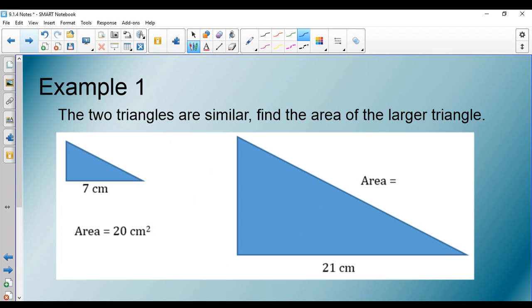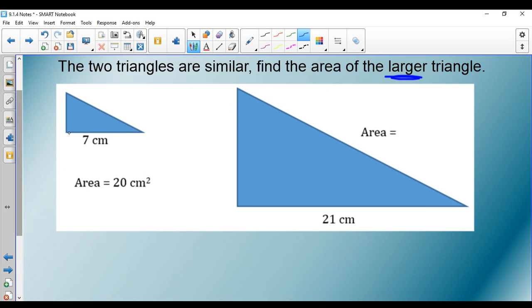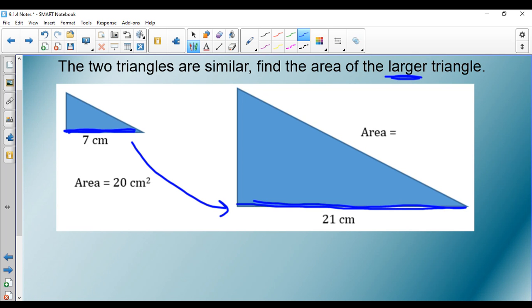Okay, so here in our first example, the two triangles are similar. That's always important, that we know we have similarity ratios. Find the area of the larger triangle. When we look at some of these dimensions, we can see the base of the first triangle is 7 and the base of the larger triangle is 21. So that's quite a big difference, 7 to 21. How many times bigger is the shape? Well, 7 goes into 21 3 times.